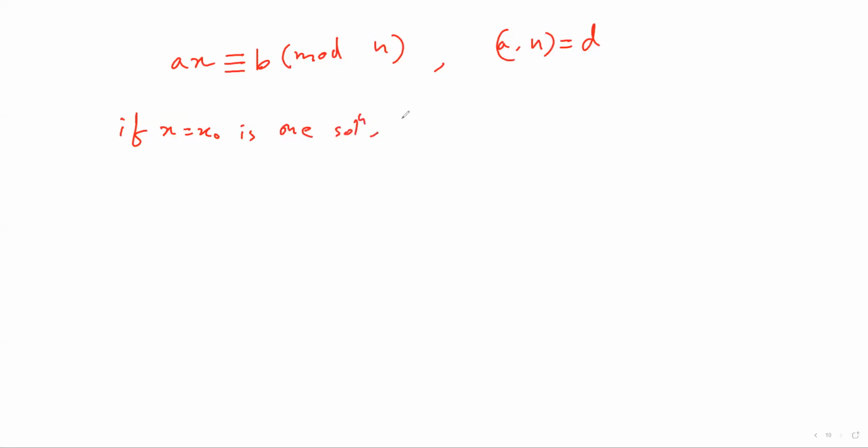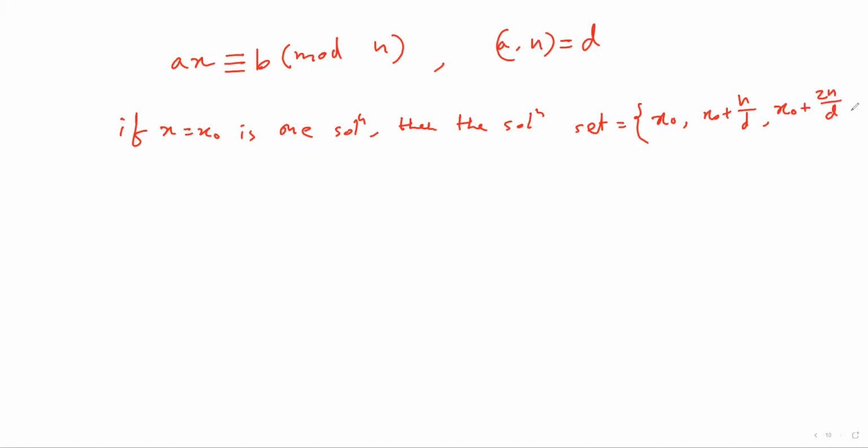So the main idea is, if you have an equation that looks like ax equals b mod n, and you are trying to divide by a on both sides, of course, let the GCD of a and n be d. Then if x equals x naught is 1 solution, then the solution set should be x naught is 1 solution. The other solution should be x naught plus n by d. The second one should be x naught plus 2n by d.